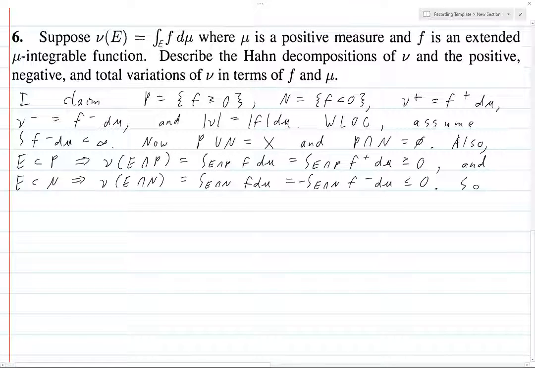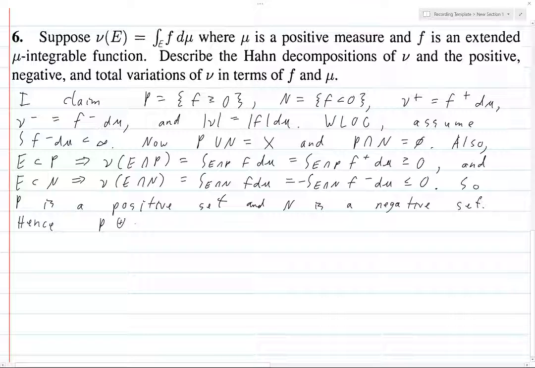So what that says is that P is a positive set and N is a negative set. Hence, P union N is a Hahn decomposition of X with respect to nu.